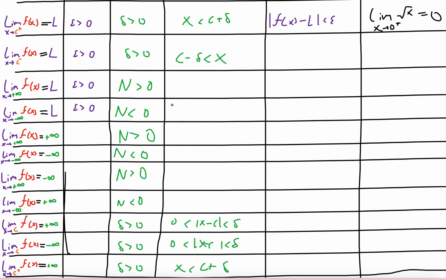Okay. And then for the inequality for the x value, for positive infinity, remember, it's always x being greater than n. For negative infinity, it's always x being less than n. So now you can see the pattern here. So we have x less than n, x greater than n, and x less than n. All right. Now let's jump back to epsilons real quick.